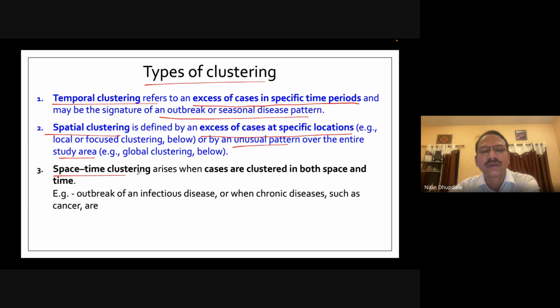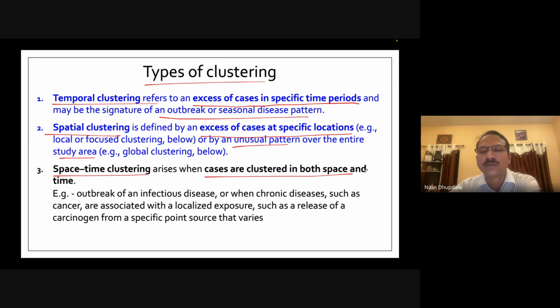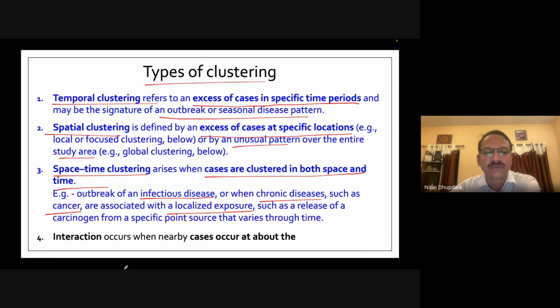Then you can have a combination of both space and time. The cases are clustered both in space and time. So like an outbreak of infectious disease or a chronic disease like cancer, because of some localized exposure which is happening and leading to similar cases occurring at a specific location at a specific time. So there is an interaction where nearby cases are occurring at the same time.